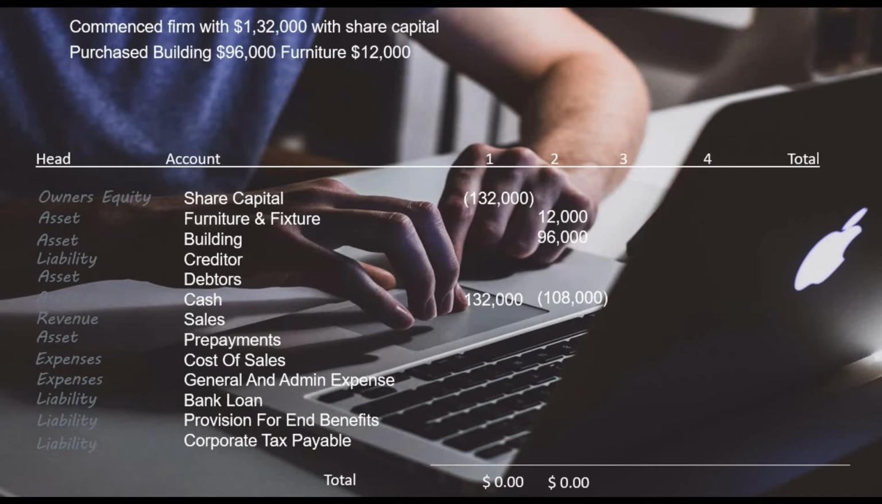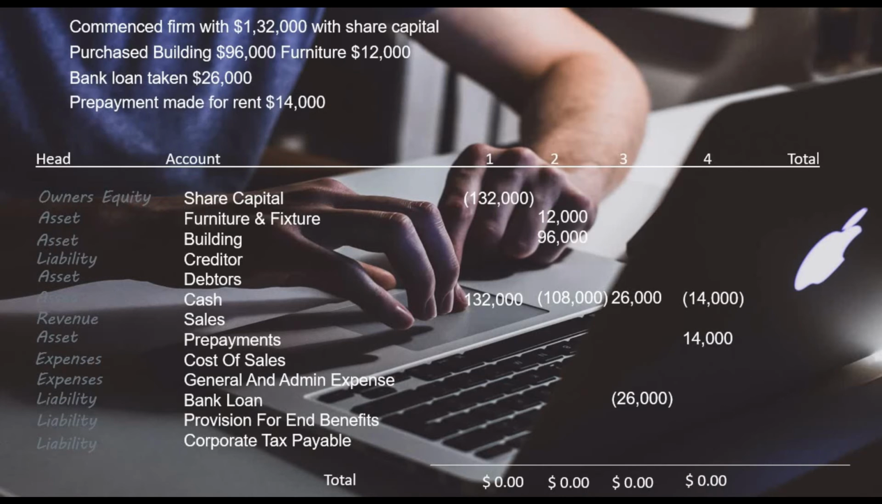And purchased building for 96,000 and furniture for 12,000. The furniture and building amounted to 108,000 is increased and the cash account is decreased. The net effect is 0. Bank loan taken for 26,000. The cash is increased and also the bank loan of the same amount is increased and credited. The net effect would be 0.